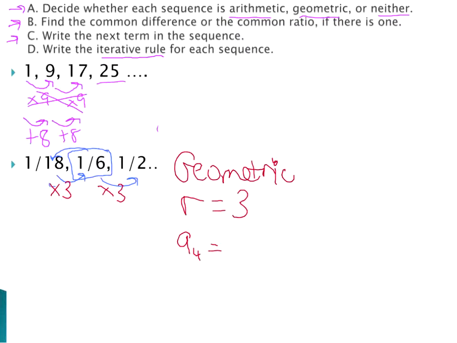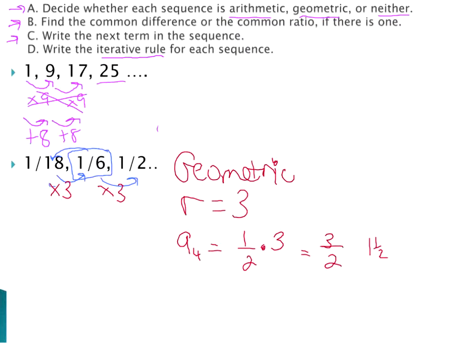How do I do 1/2 times 3? Make the 3 a fraction. Go across the top, across the bottom. We can say 3 over 2. Or we could say, how else could we say it? 1 1/2.